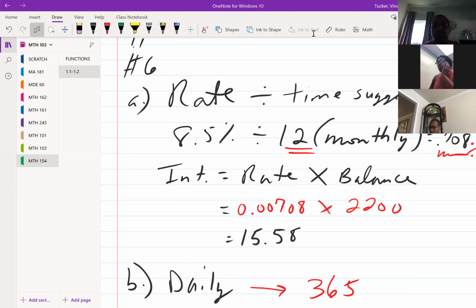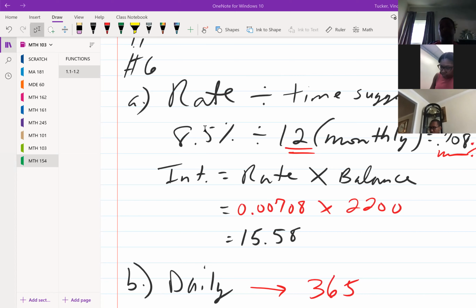Let me make sure the right screen is being shared. Right, okay. So the periodic rate, if you want to find it out monthly, you would take the rate that you have and divide it by the time suggested. In this case, we're talking about monthly, so you divide it by 12. There are 12 months in a year. And that will give you 0.708. Well, in this problem it was 8.5, and the problem I just read was 7.5. So those numbers will change according to your problem.